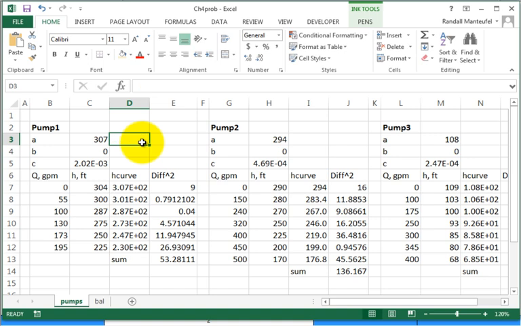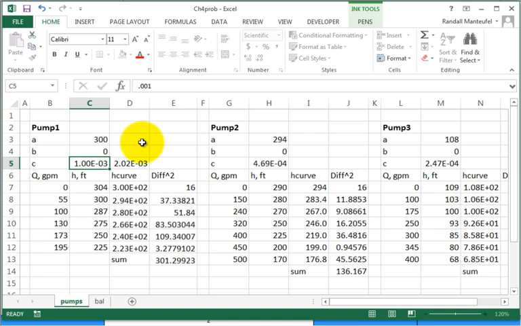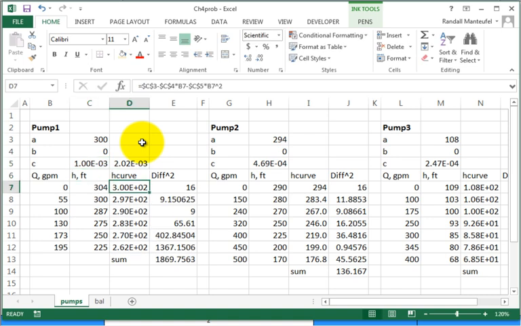So this parameter is my A. I could have started with a parameter guess of 100. And this one, 2.02 times 10 to the minus 3, it could have been some other number. I'm not going to change it. Let me just do this. I'll copy, paste it. Now let's do this one, 0.001. Well, if I come over here, with that A and that C, I can actually get a head curve estimate and compare it with what I read off of the diagram. This is using my curve, the polynomial.